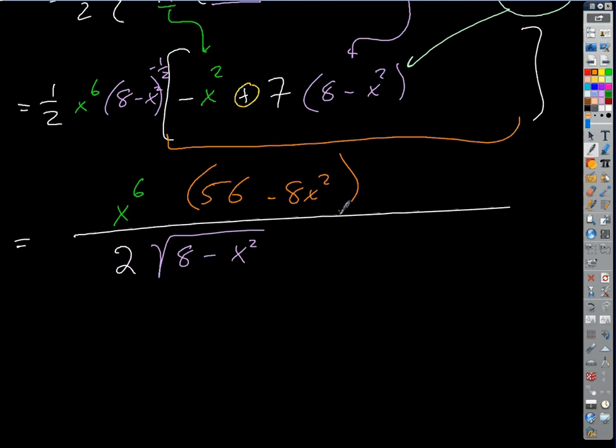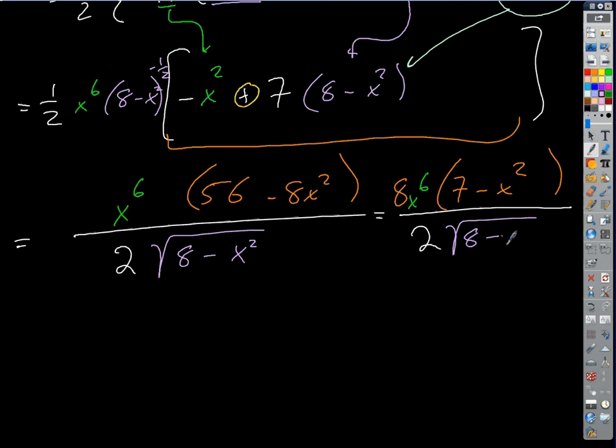And let's see, can we factor anything else out of the top? Out of there, take an 8 out, couldn't we? Right, so there's one final step we could do. We could write this as x to the 6th, pull out an 8, and then we're left with 7 minus x squared. And on the bottom, we've got our 2 times the square root of 8 minus x squared.